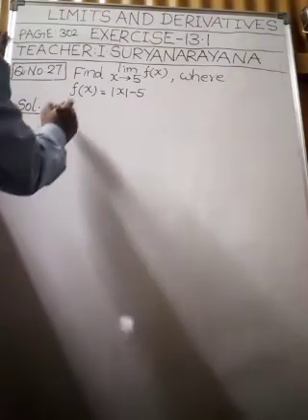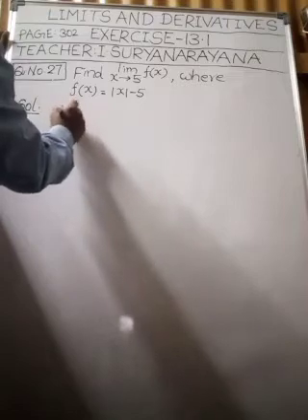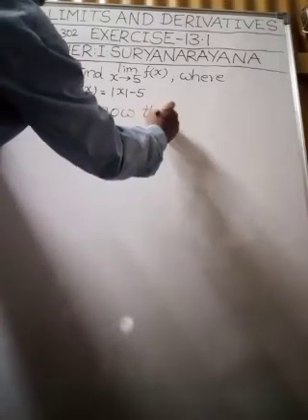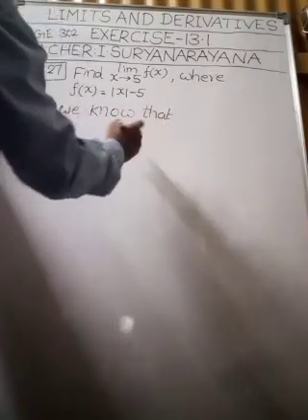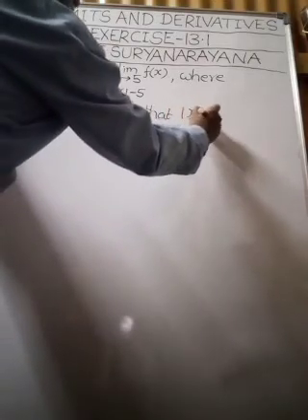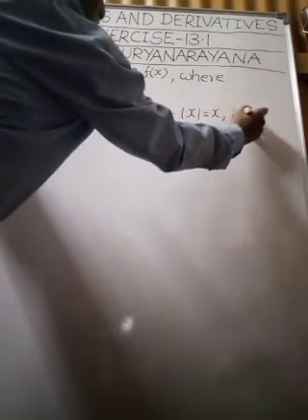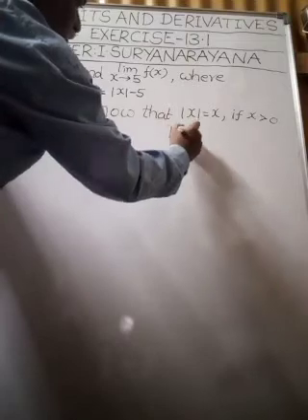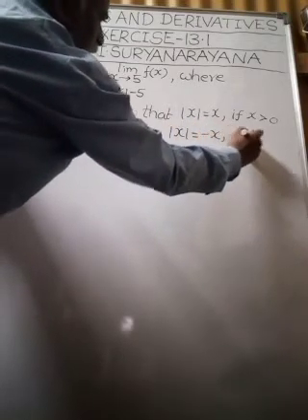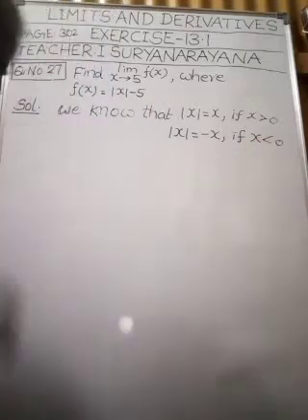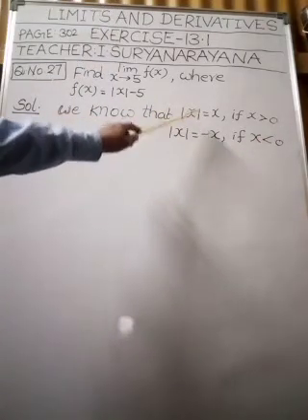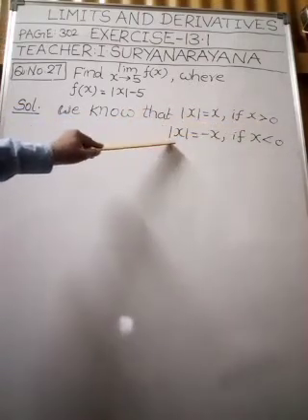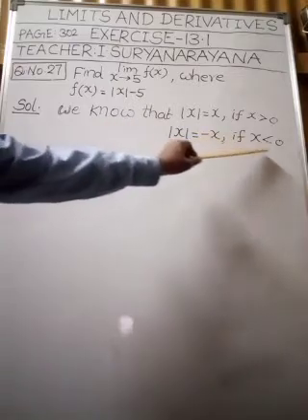What is the absolute value function? We know that modulus of x is equal to x if x is greater than 0. Modulus of x is equal to minus x if x is less than 0. Do you remember this absolute value function definition, my children? Modulus of x is equal to x if x is greater than 0, and modulus of x is equal to minus x if x is less than 0.